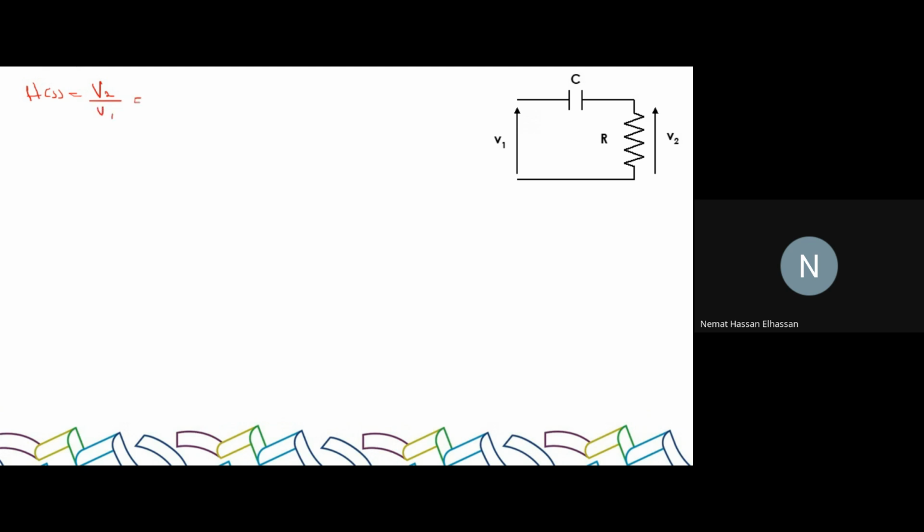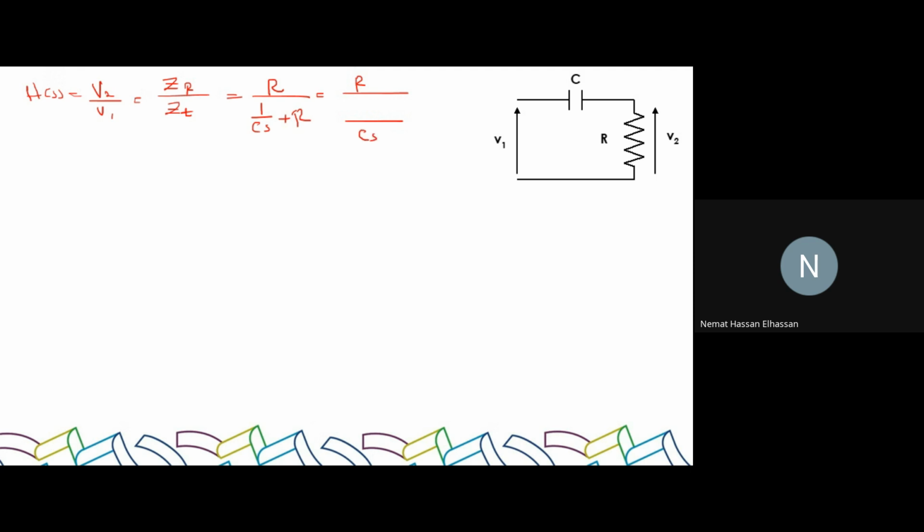So if I try to find the transfer function, H of S is equal to V2 over V1. Applying the voltage divider rule, it would be ZR over Z total. ZR is equal to R. Z total is equal to 1 over CS plus R. I will repeat the same process I did earlier just to simplify it. So I'll simplify by unifying the denominator.